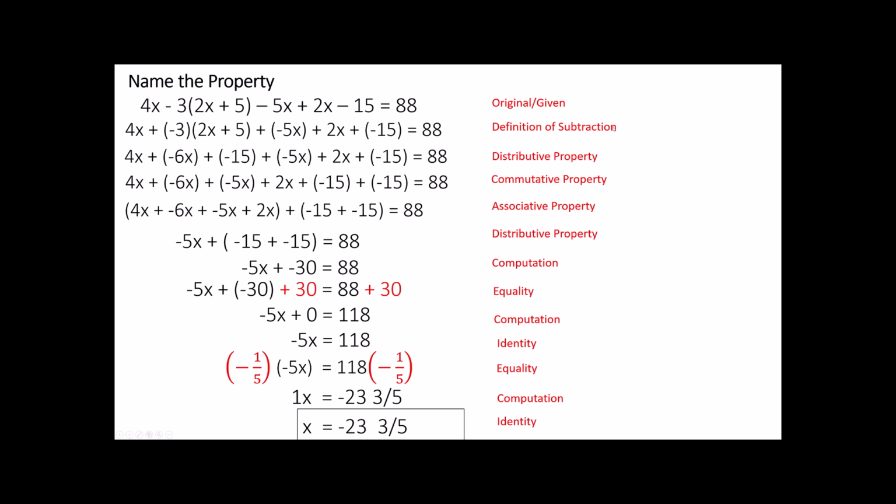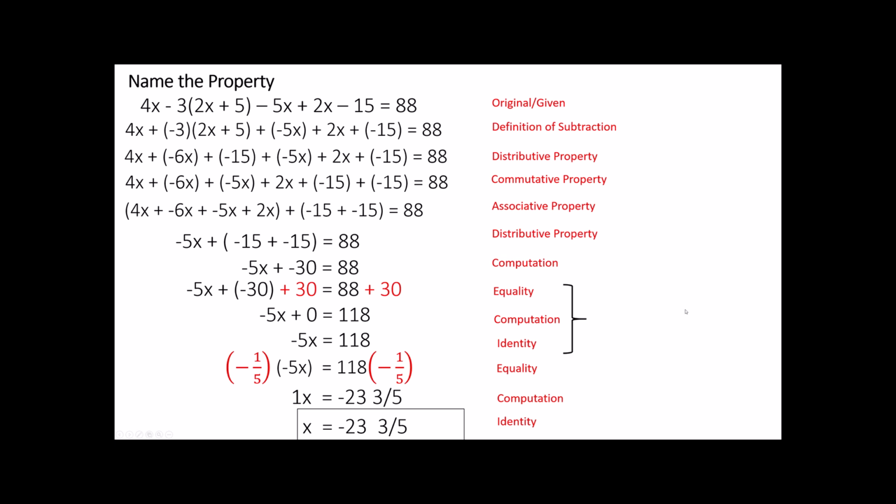Notice that the definition of subtraction and distributive property usually happen very early in the problem. Commutative and associative and distributive tend to happen in the middle, and occasionally you're going to see a symmetric property or property of symmetry thrown in here as well. Hopefully that's a good review for you.